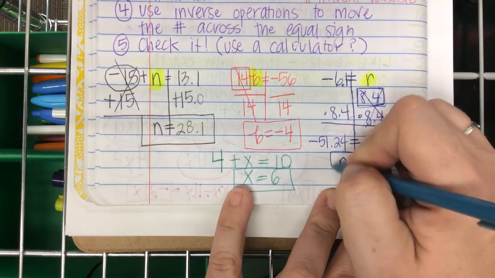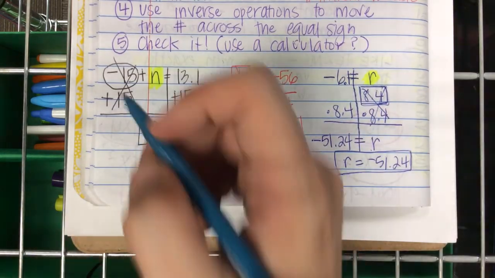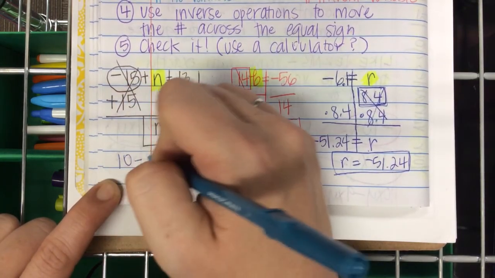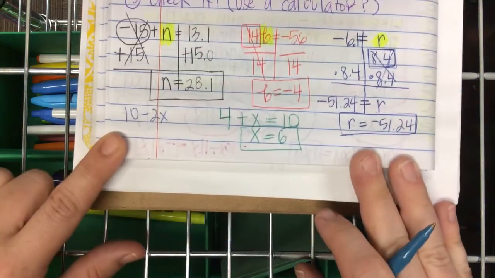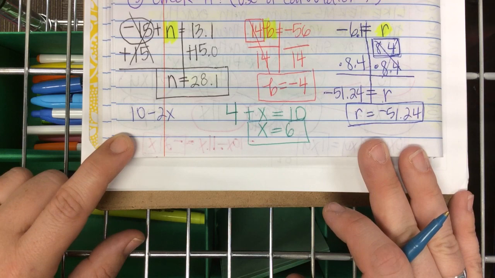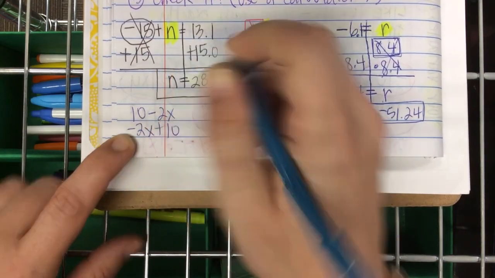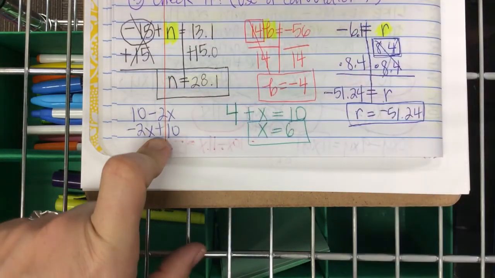The rule is variable first. Just like we did all those questions like, is 10 minus 2x correct? I mean, yeah, but what's a better way of writing 10 minus 2x? Negative 2x plus 10. This is better. Variable should always be first.